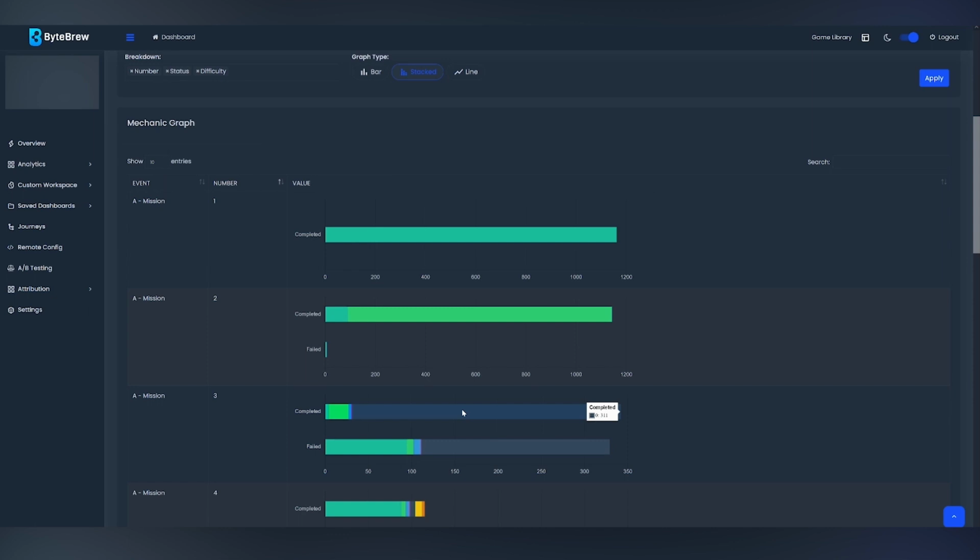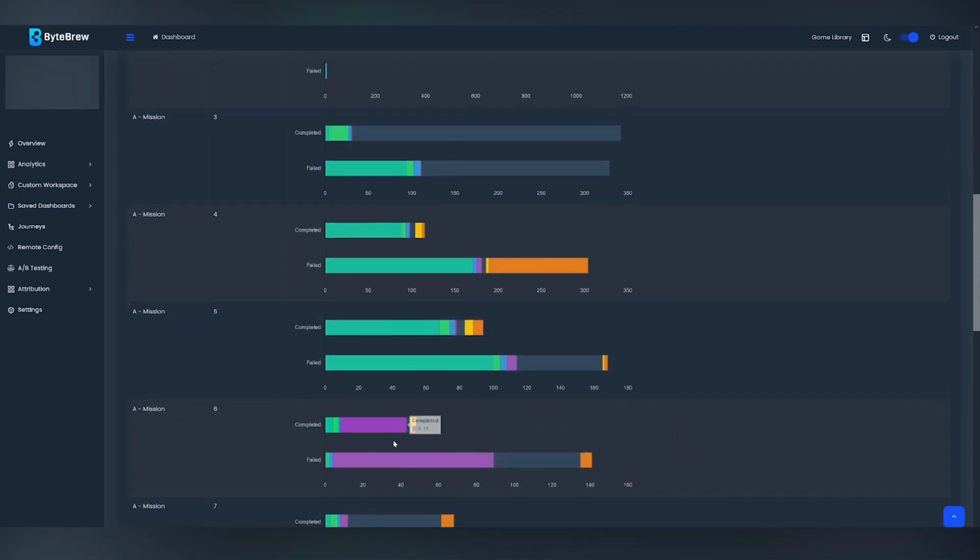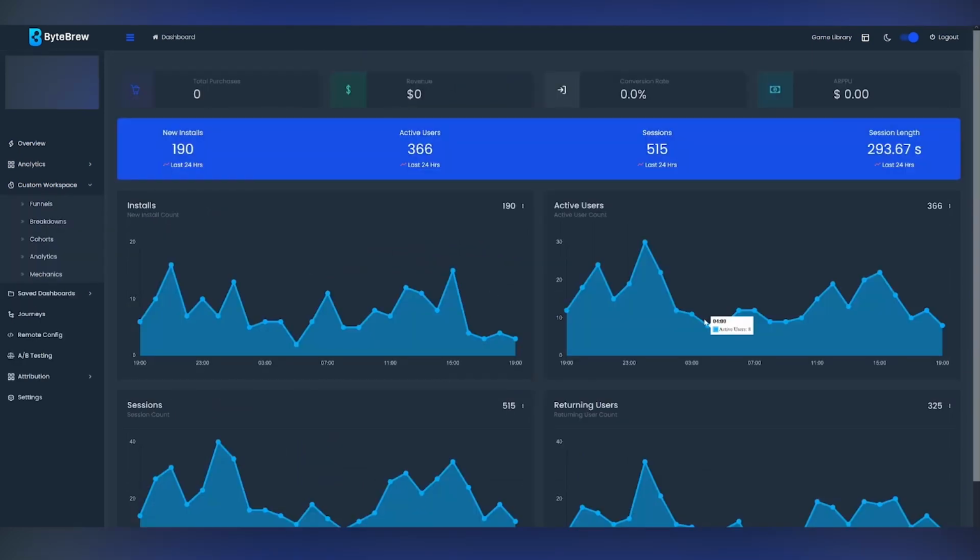And the same is to be said for those that completed. And I can see that trend line all the way down across all mission numbers. And that is how you can go about measuring win rate in your games and also analyzing how difficulty balance is impacting the win rates in your games.